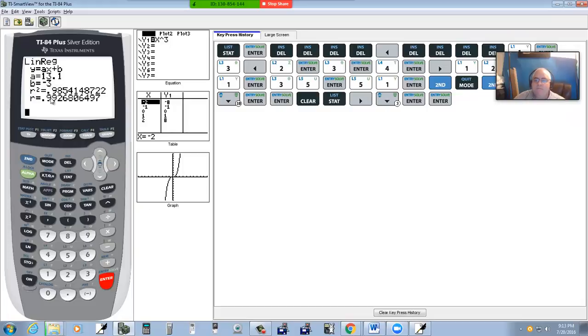Now the R. What R tells you is how good your model is. The closer this is to positive 1 or negative 1, the better the model is. This is 0.99268 in a bunch of decimal places. This is pretty close to 1, so the model's pretty good. Now, to clear off your screen at any point in time, you just press your clear a couple times, and that'll always clear off your screen if you want to start over.